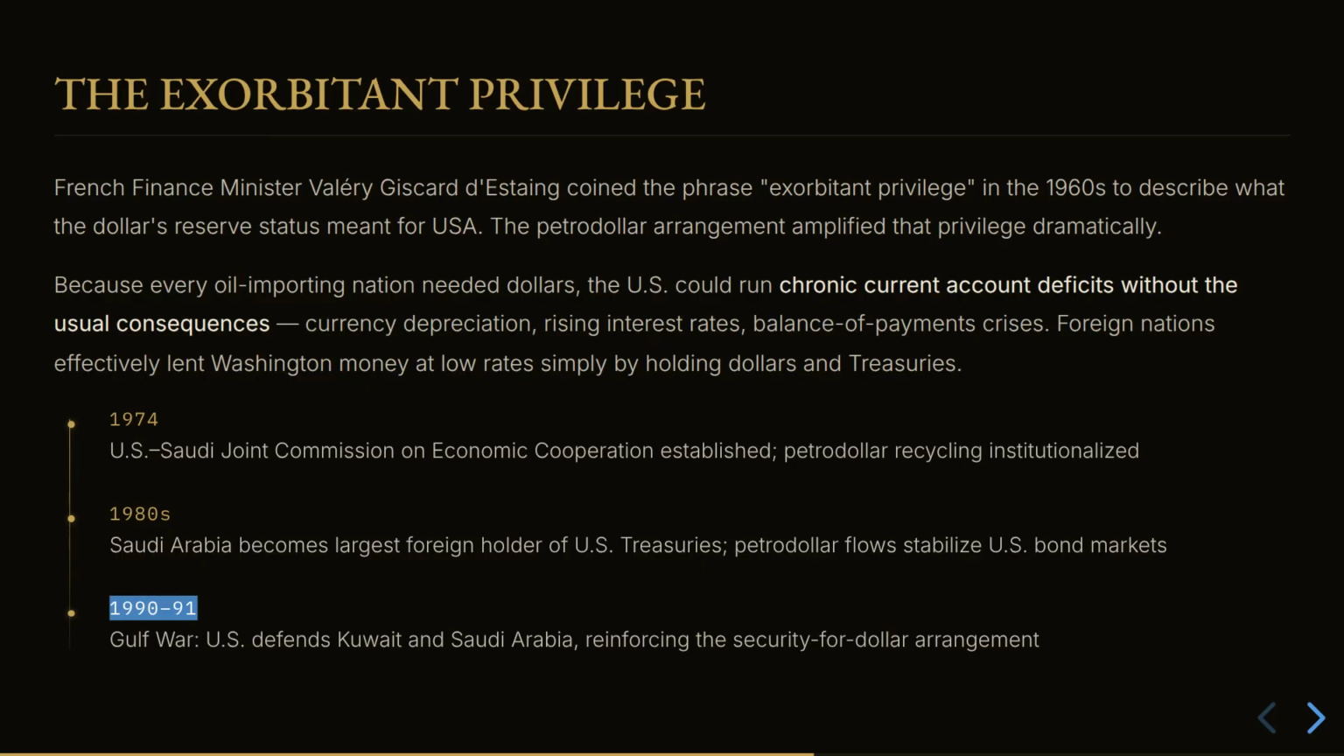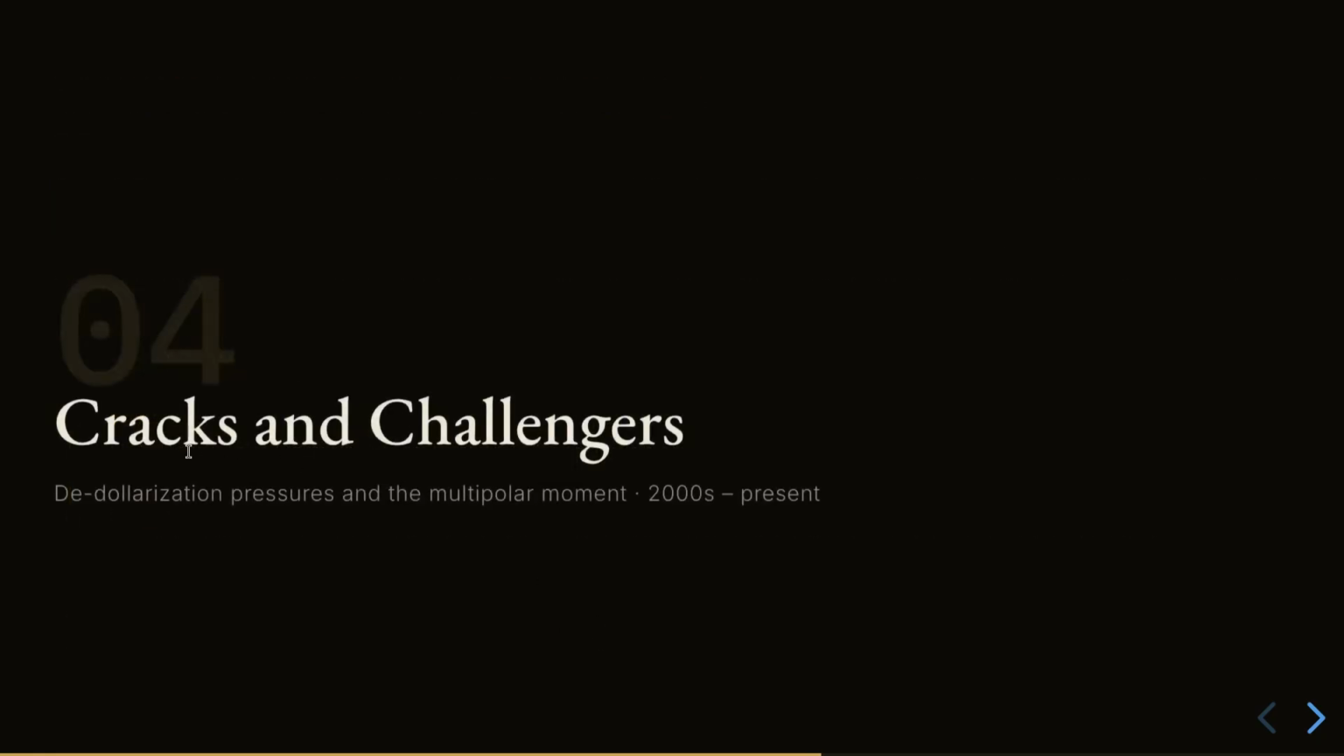Right? So now it's starting to come back, right? The money that the United States received from this privilege, it's using to defend Saudi Arabia, which keeps the system in place. What happens later? The dollarization pressures and the multipolar moment.